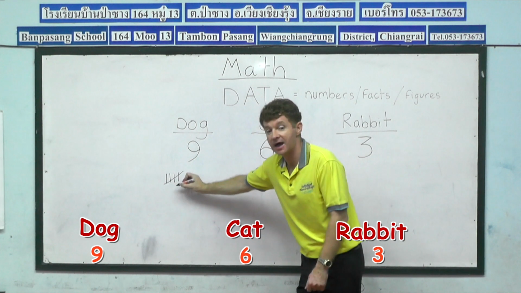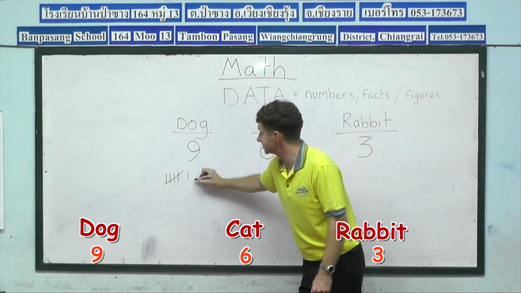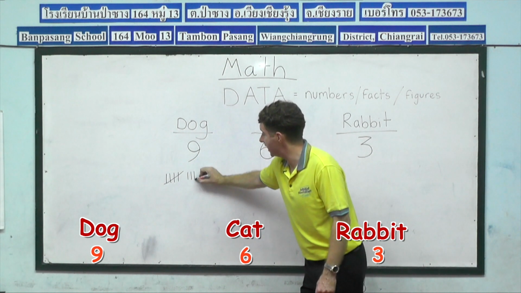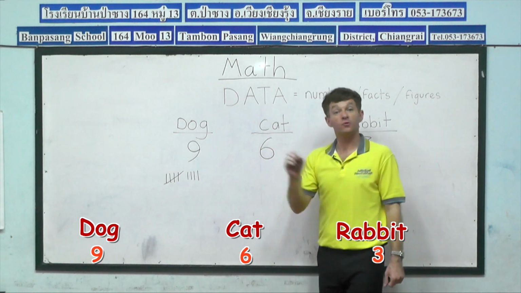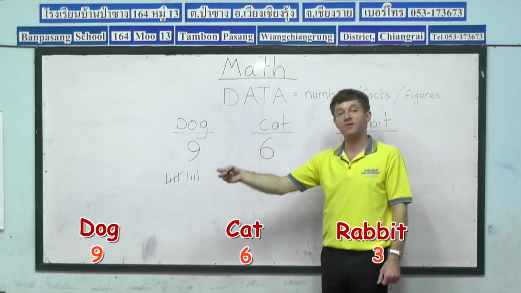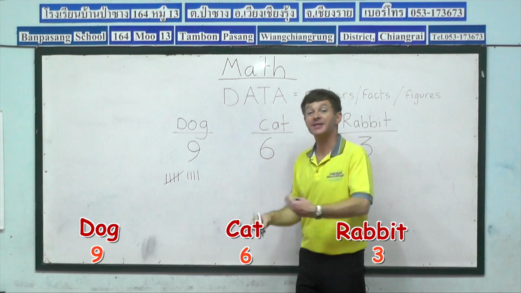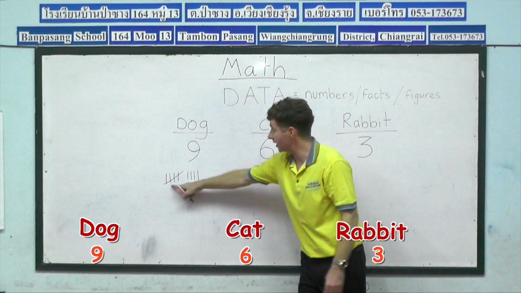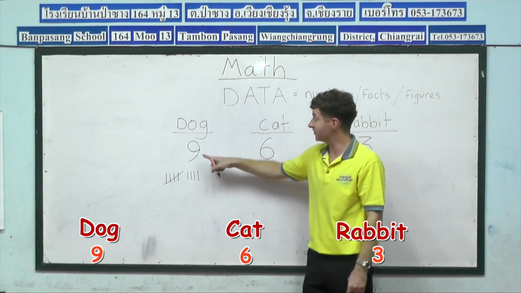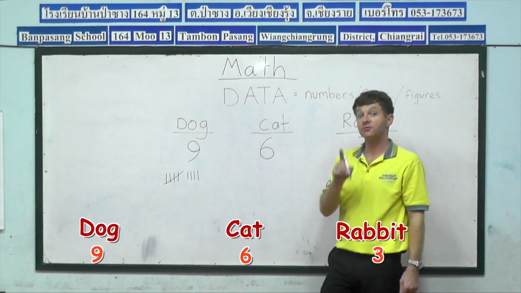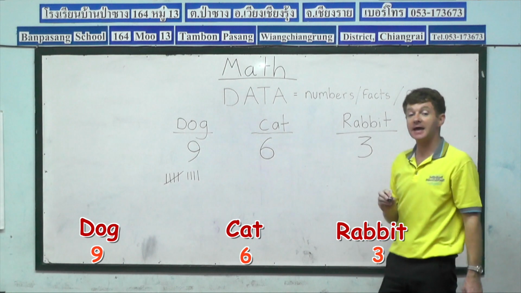So we have 5, 6, 7, 8, 9. So you see, by doing a survey, each person we ask, we can just make a mark. Then at the end of the survey, we can count our tallies up to give our correct answer. So now, for cats, how many cats, guys?